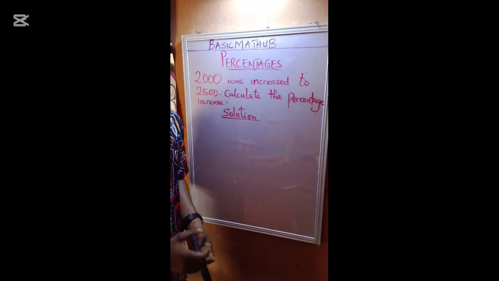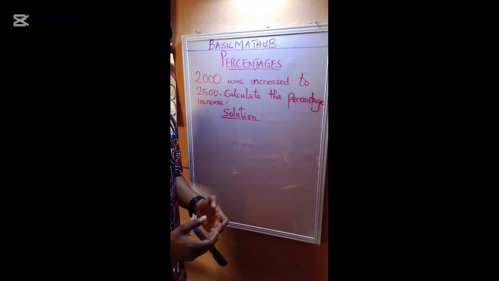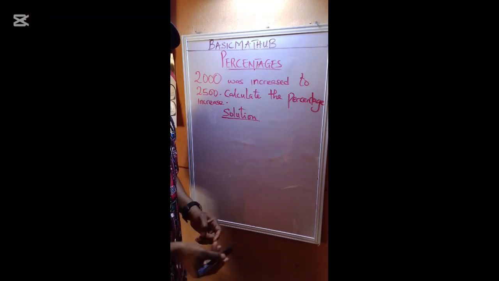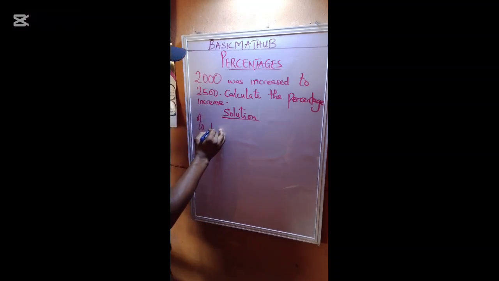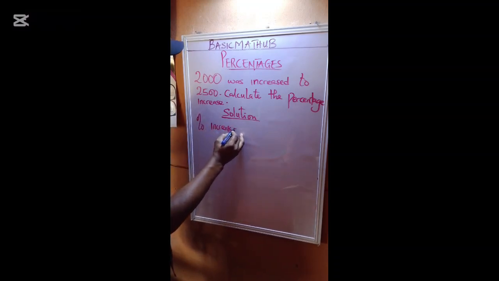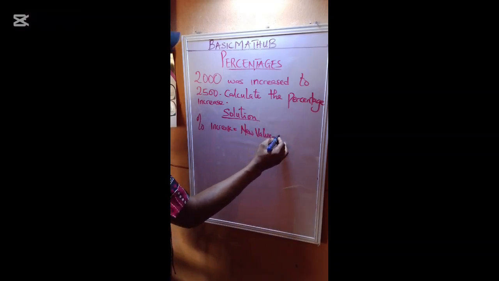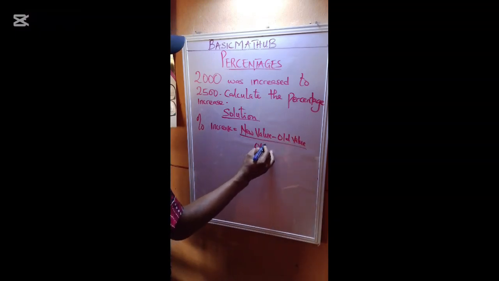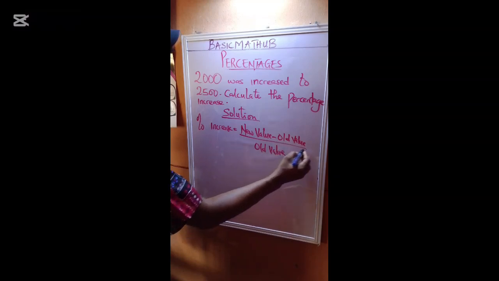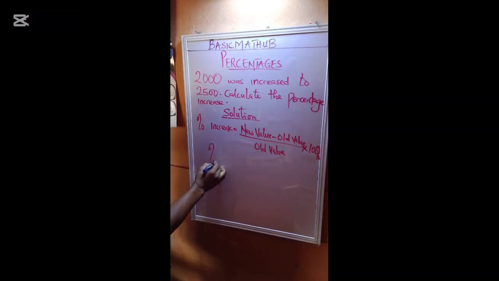Calculate the percentage increase. For this kind of question, we'll say that the new value minus the old value, over the old value, times 100%. So we can say that percentage increase will be equal to our new value minus old value over the old value, then times 100%.